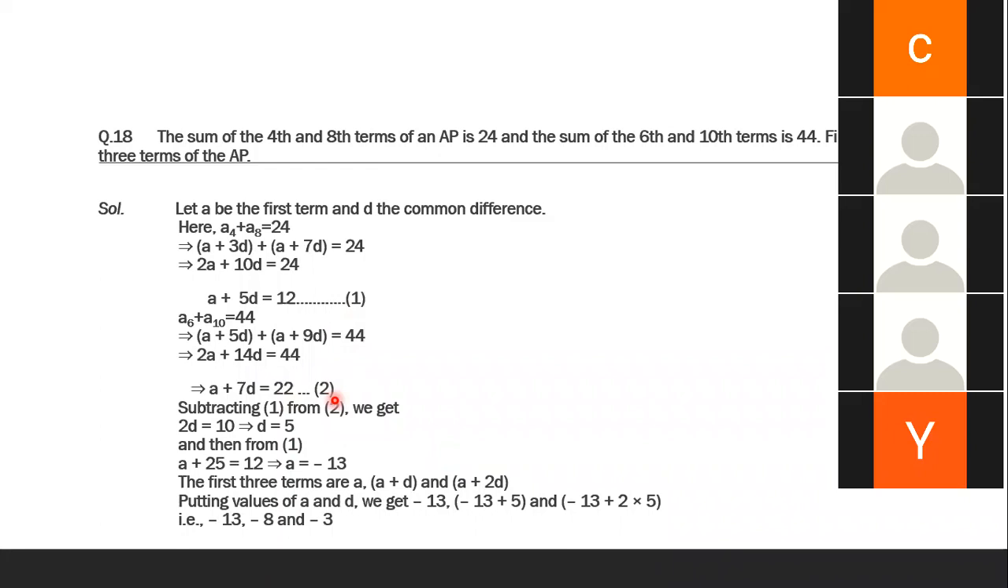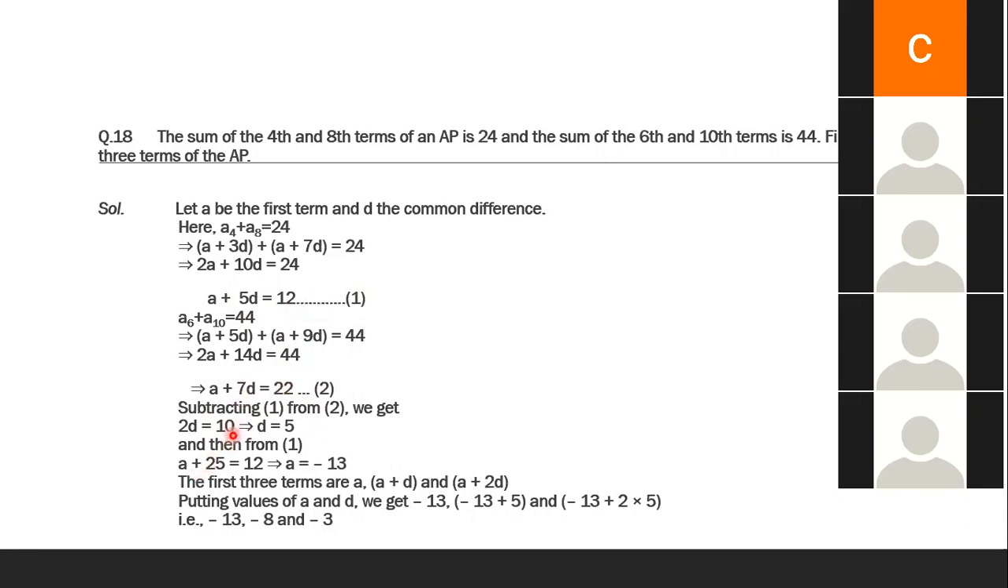Any doubt? No, ma'am. Okay. Equation 2 is A plus 7D is equal to 22 and equation 1 is A plus 5D is equal to 12. Let's subtract these two. So A plus 7D is equal to 22 minus A plus 5D. On the LHS, we subtract A plus 7D minus A plus 5D. So A and A will get cancelled. 7D minus 5D is equal to 2D. So here 22 minus 12 is equal to 10.